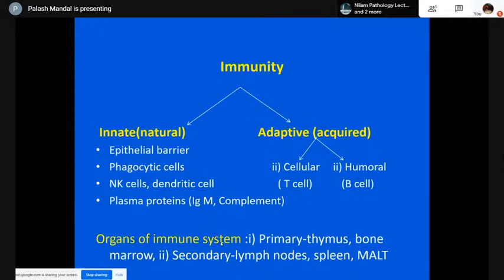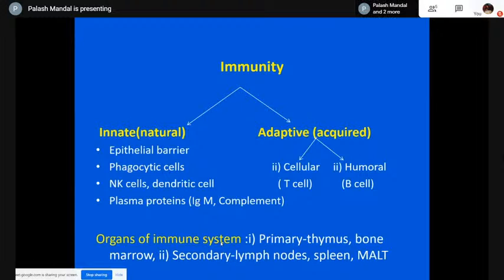Then comes the phagocytic cells. There are microcytes and macrocytes. The microcytes are the immediate acting cells. Those are the neutrophils. Okay, so they are the first line of defense. And then we have macrophages. They are also defense cells, but they come a little later on when the infection keeps on continuing. Okay, these are the phagocytic cells. We have discussed macrophages and all that, so I'm not going into details.